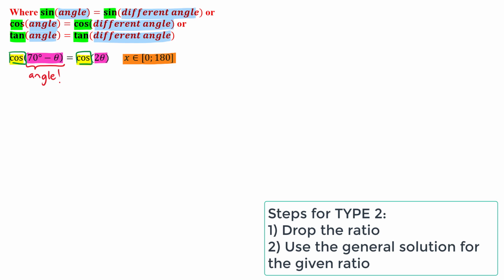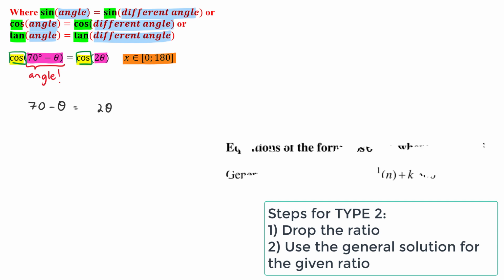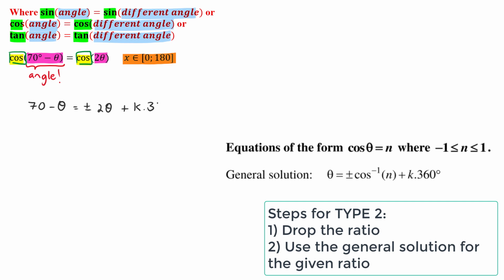And with that, we can therefore say that we can write the 70 minus theta, as the first angle, equal to the second angle, which is 2 theta. But remember, this is a general solution. So if you remember back, the linear sequence that we have for the cos general solution, we had the plus or minus in front, plus k times 360, where k is an element of integers.